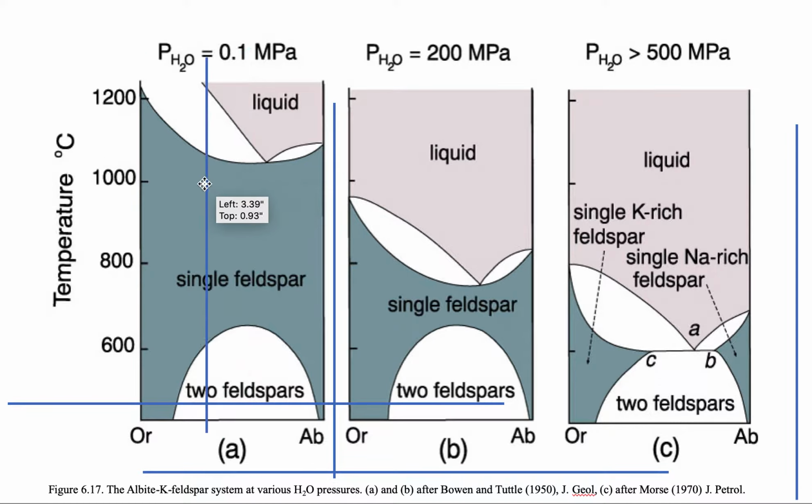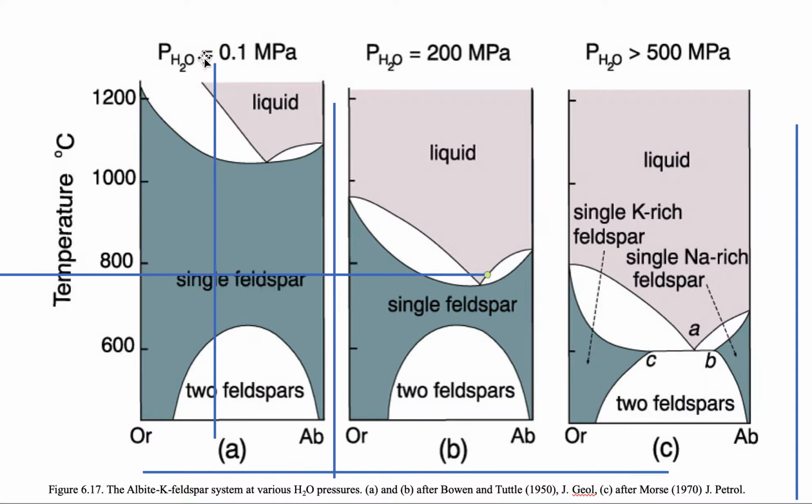So let's come back to this bulk composition that we had around orthoclase, what, 40%? No, orthoclase maybe 60%, albite 40%. If we had this bulk composition, completely liquid, and we were cooling it, then the first crystals would appear here at about 1200 degrees centigrade, and it would continue cooling as it did so.